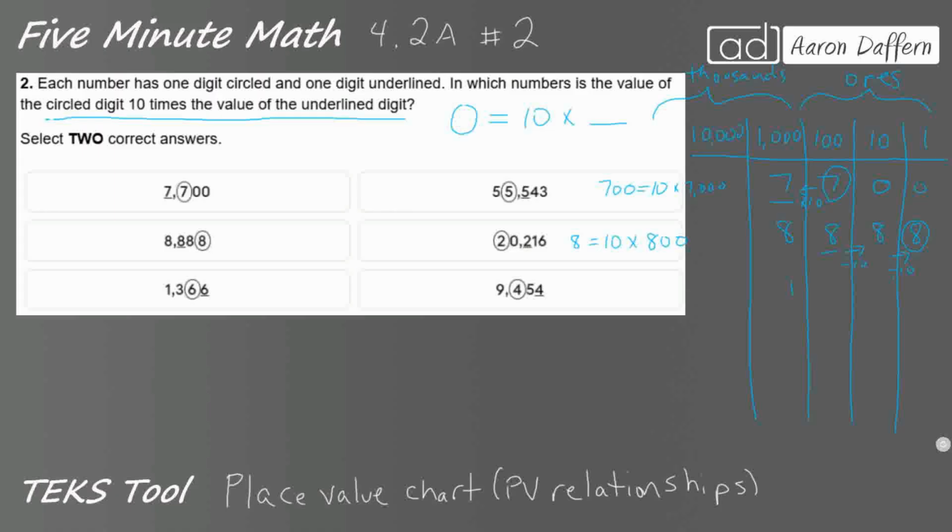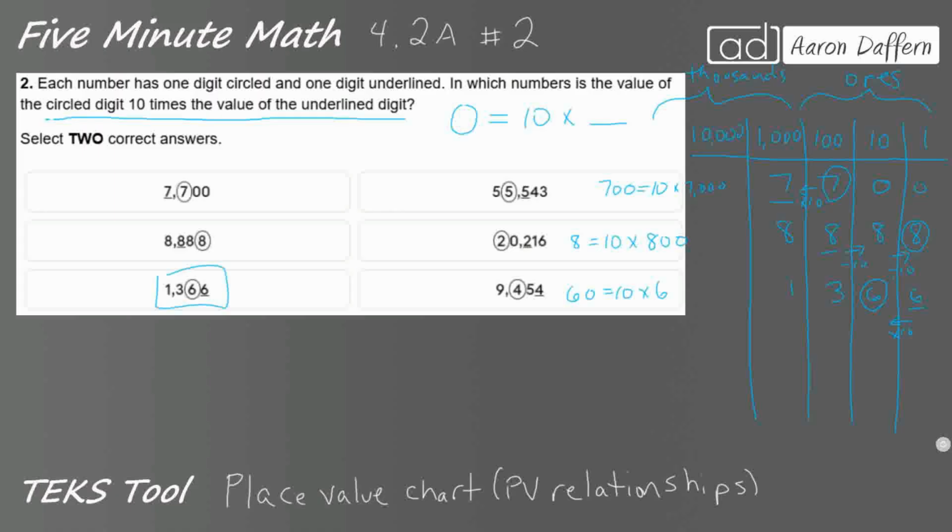So let's try this one. 1,336. And let's say I've got a circle in the tens place, underline in the ones place. So the circle, 6 in the tens place, is worth 60. 10 times 6 in the ones place is worth 6. Now that looks good. Take a look at that. 60 equals 10 times 6. Because to get from the underline to the circle, we move one spot to the left, which means we go times 10. So that's one of them.